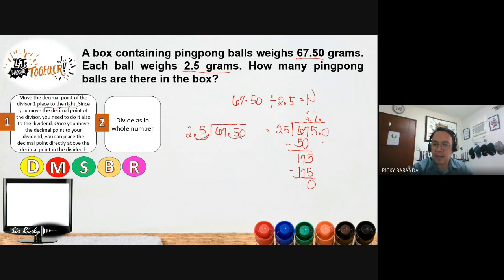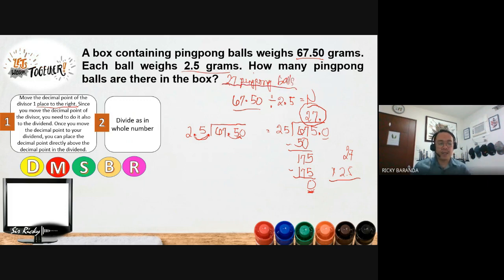So, pwede mo ba siyang i-divide? So, pwede na tayong mag-end dito kasi wala nang value yung 0. Kasi, di ba, tandaan nyo, if 0, dinivide natin ng number, ang sagot ay laging 0. So, 27 ang magiging final answer natin. If you're going to check it, 27 times 2.5. Okay? So, pwede nyong i-check yan. Dapat ang lalabas ay 67.50. So, dito ang sagot is 27 ping pong balls.